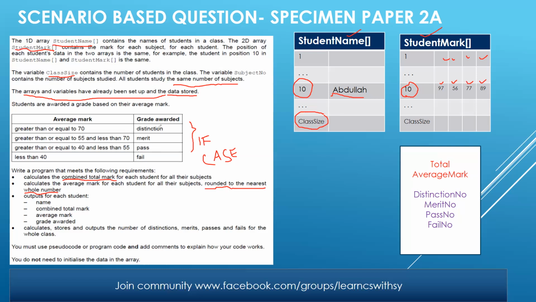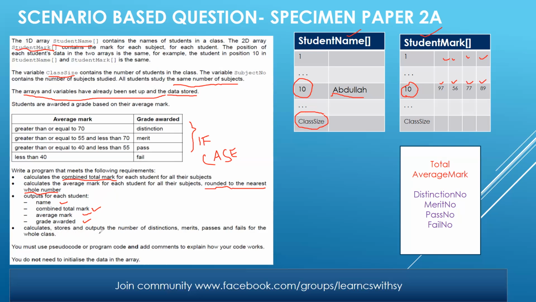No input is needed. Some sort of processing is needed here. And then definitely we have to go for the calculation. Output for each student, name. Definitely name is going to come from the array. Combined total marks that we have calculated. Average mark that is going to be again calculated. And the grade awarded. For this, we are going to refer to this table and we'll find out which grade the student has been awarded.